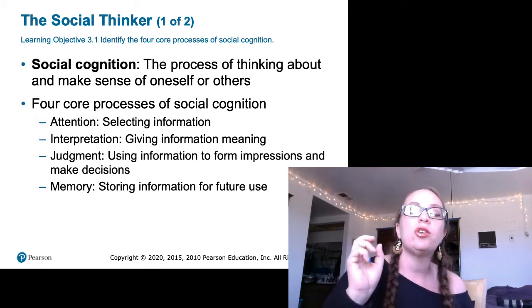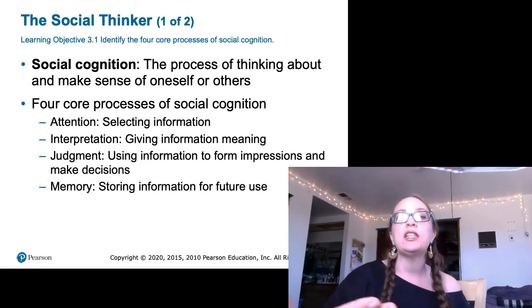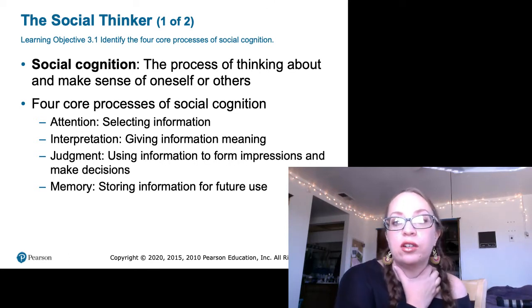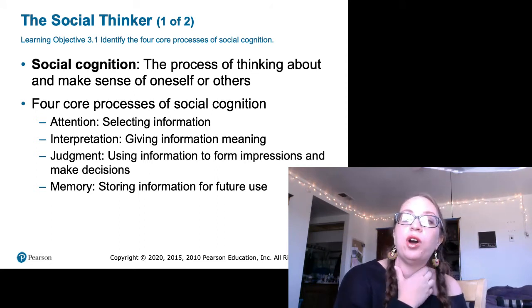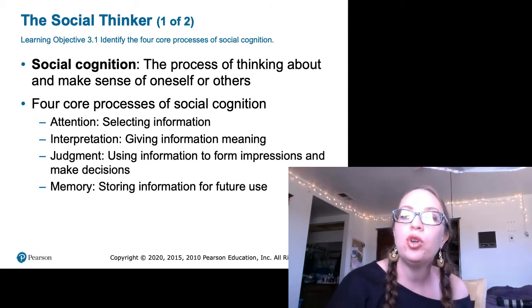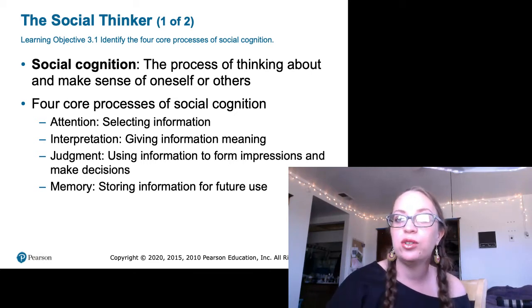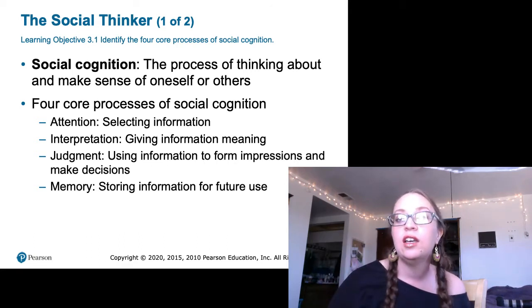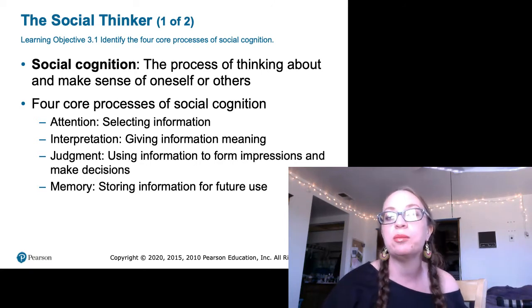Then interpretation. How do we give the information that we're paying attention to meaning? Because you might see a guy be rude to a waiter on a dinner date, and you notice that, and a red flag pops up, but you don't know what it means. Is it that bad? Does it really reflect on who he is as a person? So how do you interpret that? Now that you've noticed it, how do you interpret it? And a lot of people will make excuses about poor behavior, and that's what keeps them in these bad relationships.